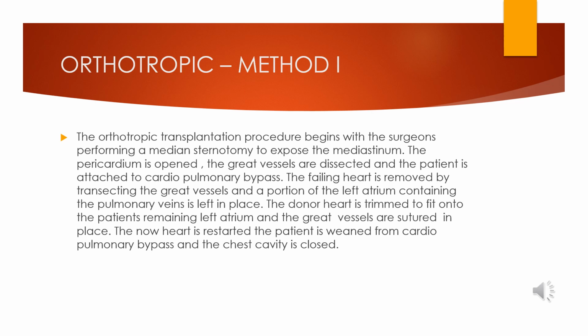Method 1. This procedure begins with the surgeons performing a median sternotomy to expose the mediastinum. The pericardium is opened, the great vessels are dissected and the patient is attached to cardiopulmonary bypass. The failing heart is removed by transecting the great vessels, and a portion of the left atrium containing the pulmonary veins is left in place.